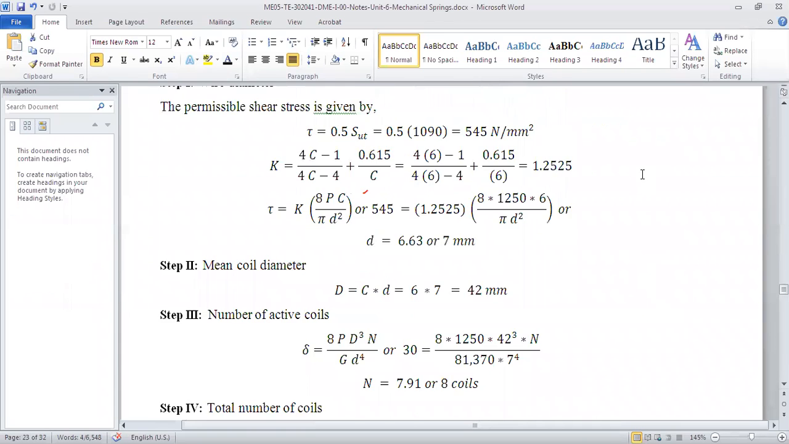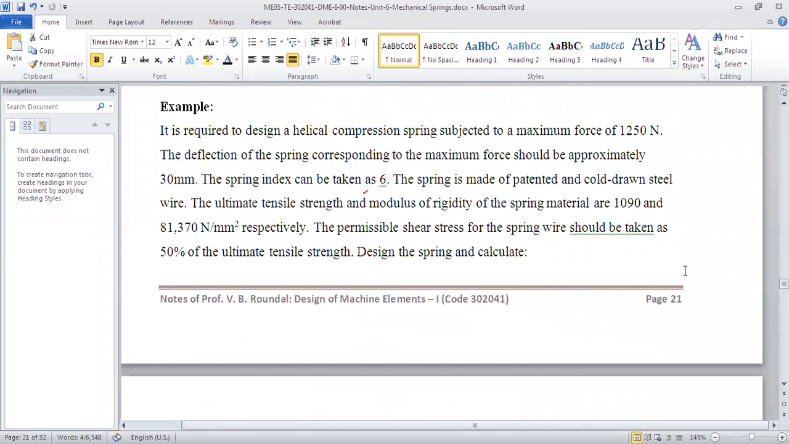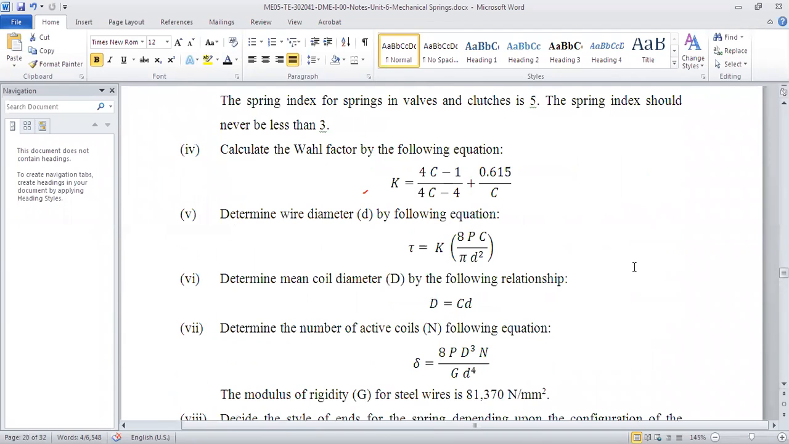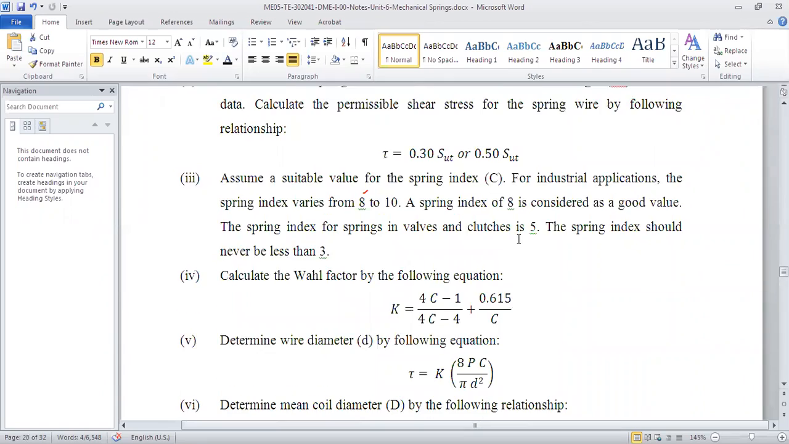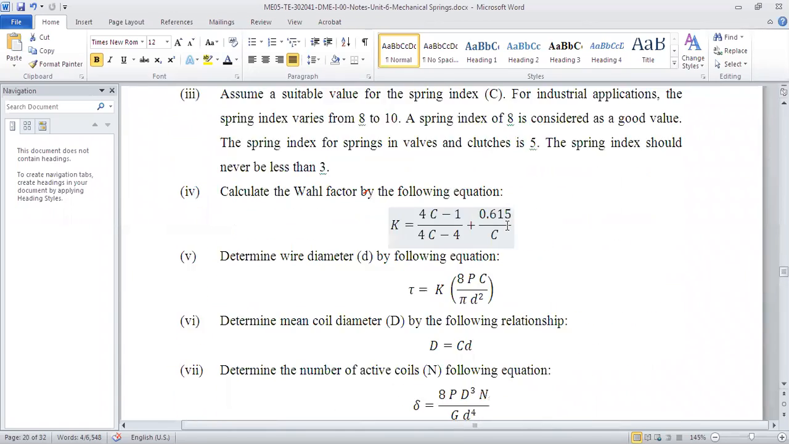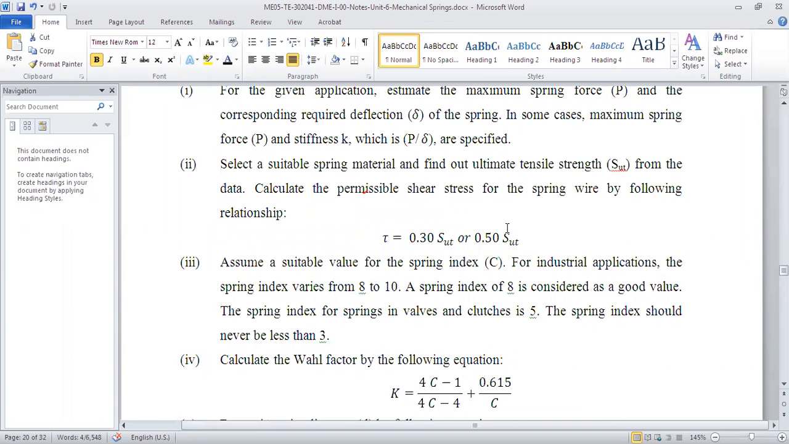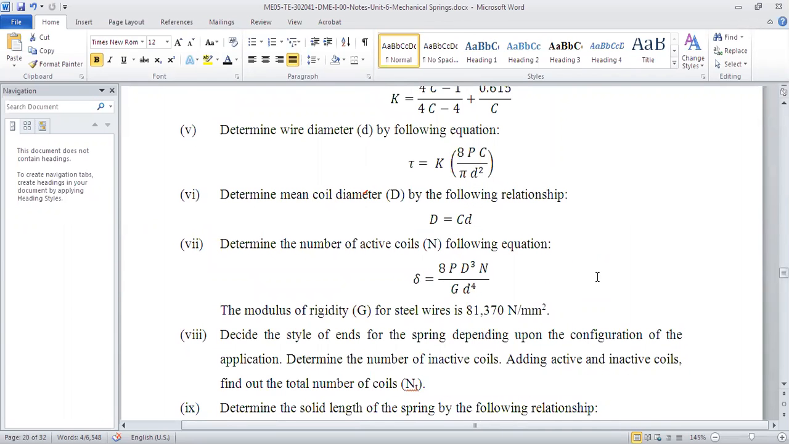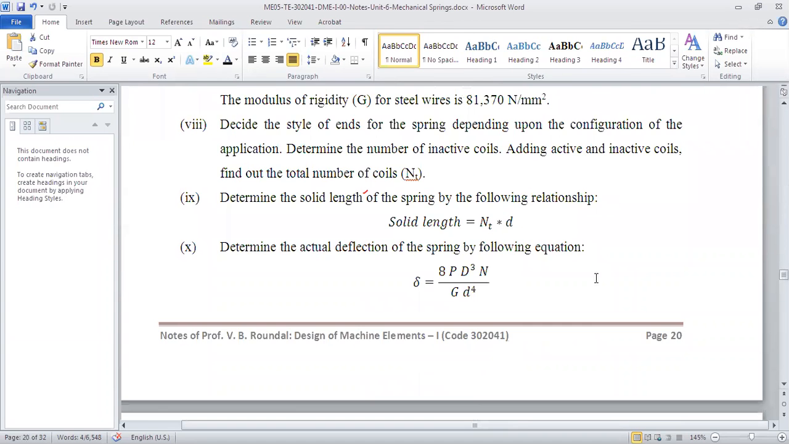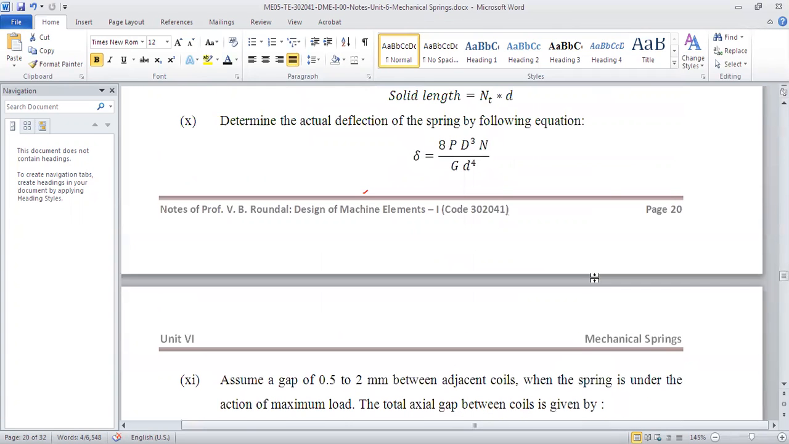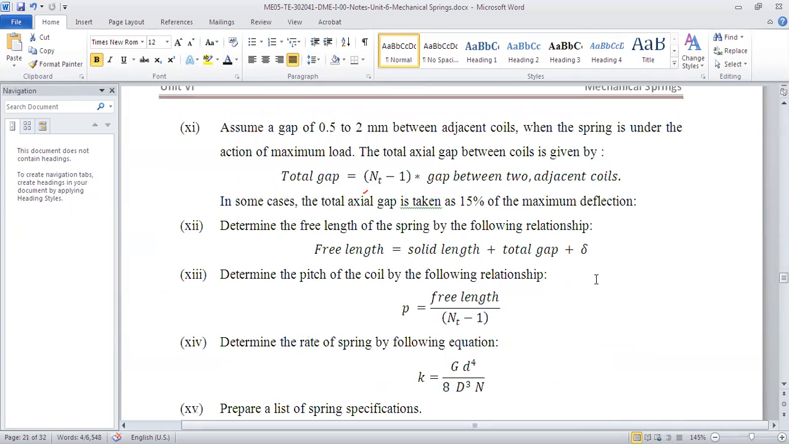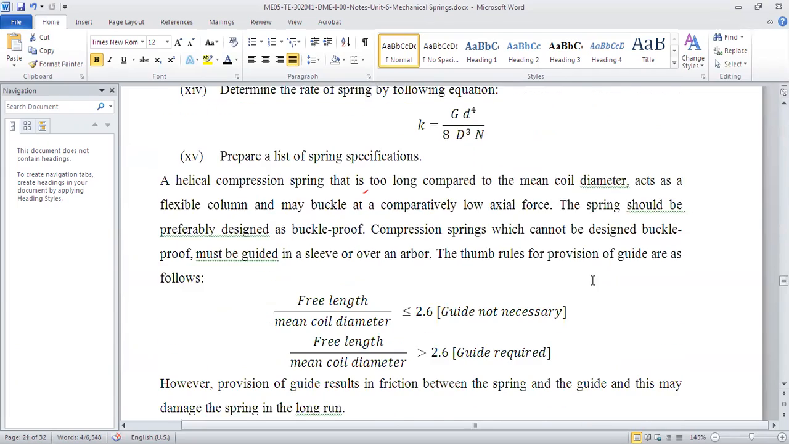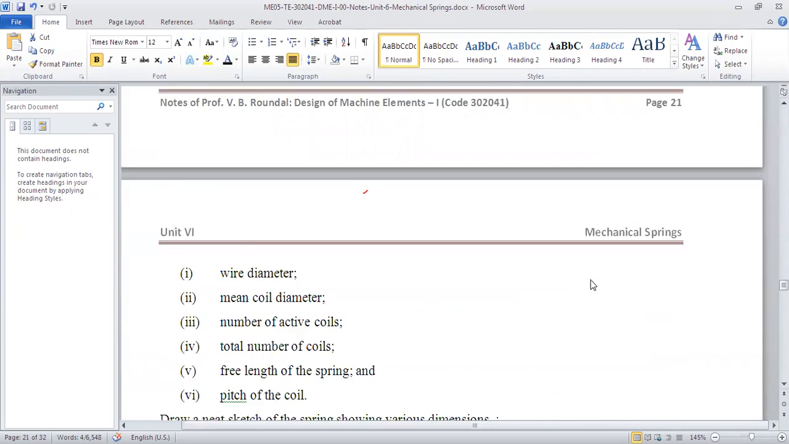Today we had a revision on the stresses of the spring. We went through different formulas of the spring: deflection, number of coils, shear stress, Wahl factor. Then we saw the design approach: how to calculate, what to assume, and how to find stiffness, load, deflection, allowable shear stress and Wahl factor. Then find small d, capital D, number of coils, total number of coils, solid length, actual deflection, total gap, and total free length. After free length, we can calculate the pitch, and then the final stiffness. Then we took a numerical and solved it.